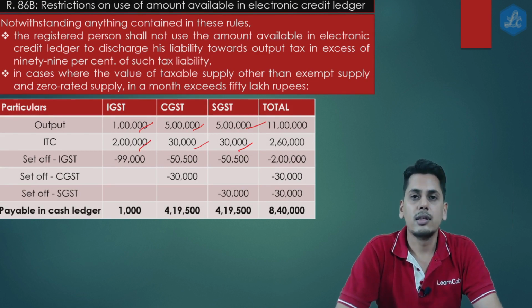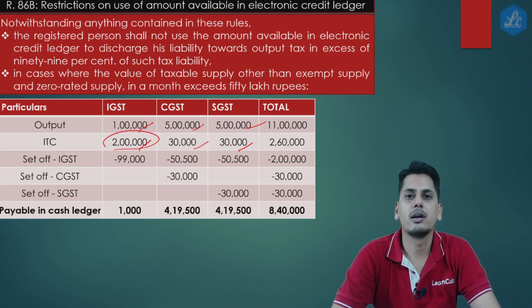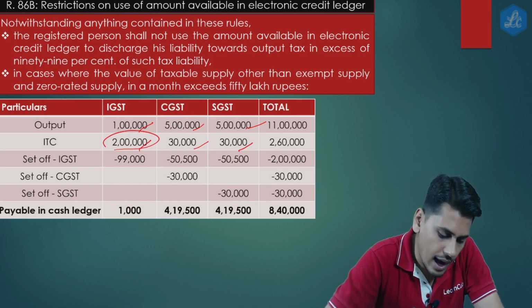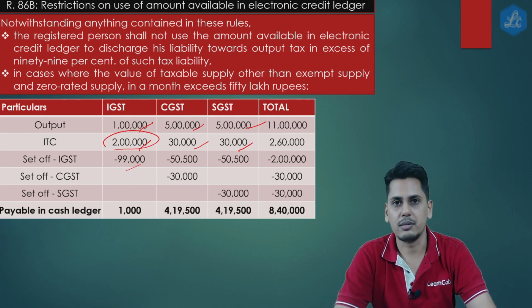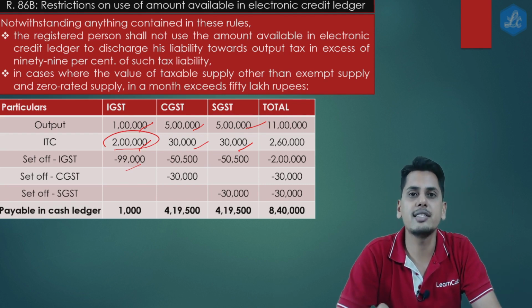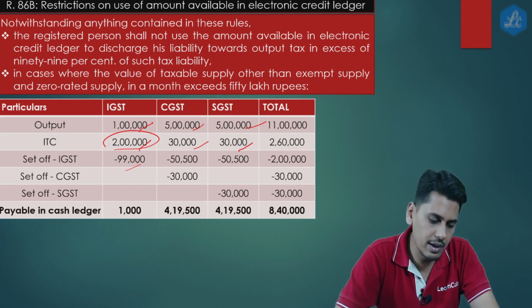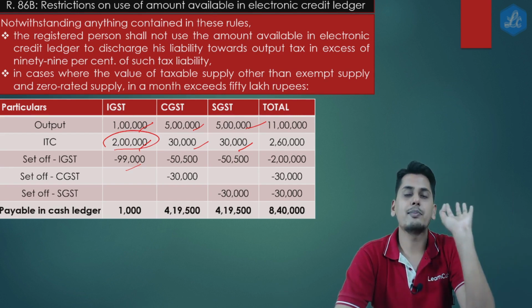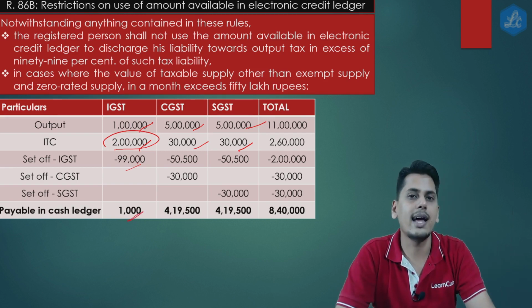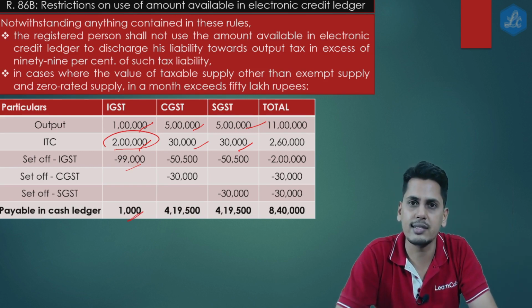Now, the registered person tells the officer, out of this 2 lakhs ITC which is available in IGST, I am utilizing 99,000 against my IGST liability. So therefore, how much am I supposed to pay cash for IGST? 1,000. How much is my output tax liability? 1 lakh. How much am I paying cash? 1,000. Is your 1% criteria satisfied?